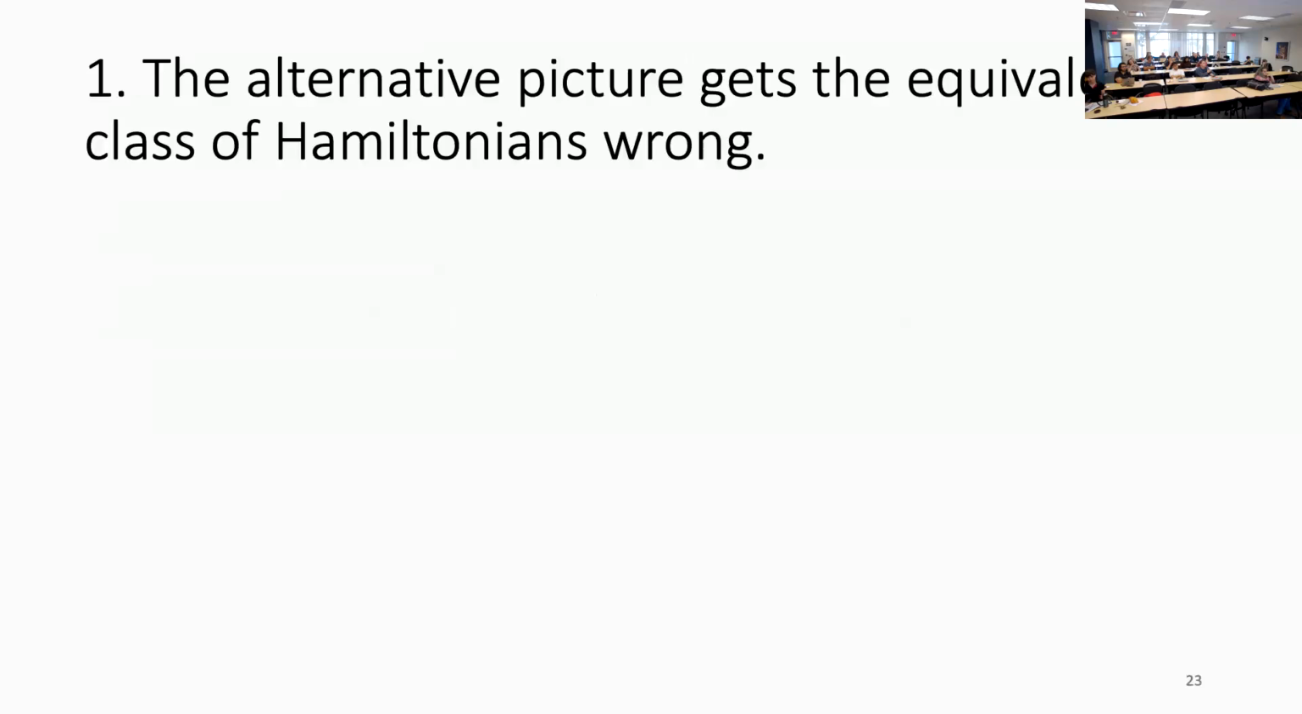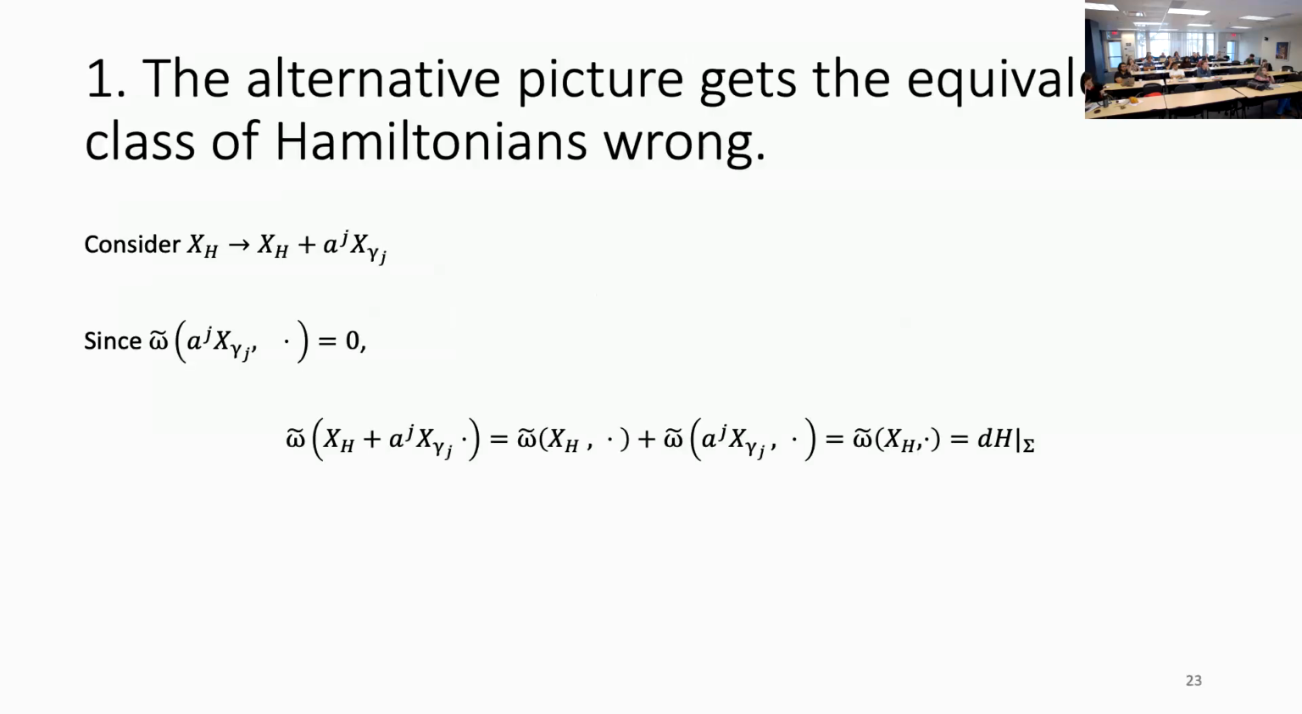Just to go through these two arguments briefly, starting with the first one, that the alternative picture gets the equivalence class of Hamiltonians wrong. If we confine ourselves just to this constraint surface, the surface defined by the satisfaction of these first class constraints, and then we consider a vector field associated with the Hamiltonian, we can transform it by adding some arbitrary combination of the vector fields associated with the first class constraints. This is analogous to defining this extended Hamiltonian. But because these vector fields associated with the first class constraints are null vectors of our induced two-form, its action on both the original Hamiltonian vector field and this transformed one is the same, just equal to the exterior derivative of the Hamiltonian defined on this constraint surface.